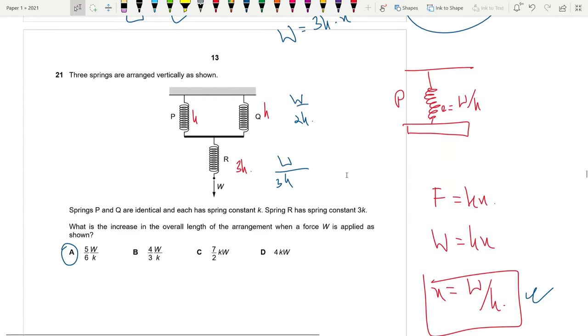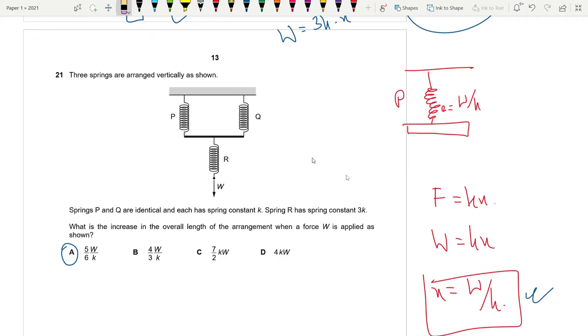For 21, three springs are arranged vertically as shown. Springs P and Q are identical, and each has spring constant k. Spring R has spring constant 3k. Interesting. What is the increase in overall length of the arrangement when a force of W is applied as shown? So let's try to understand this step by step, okay?